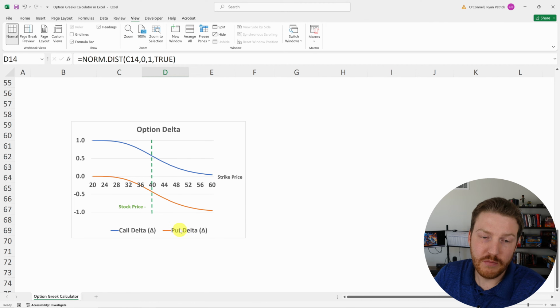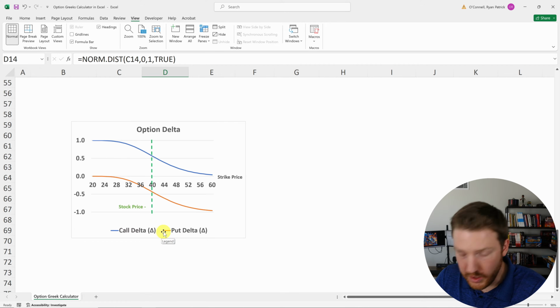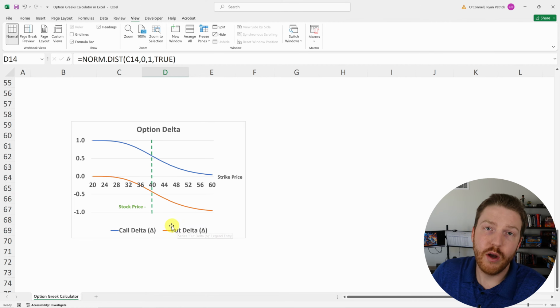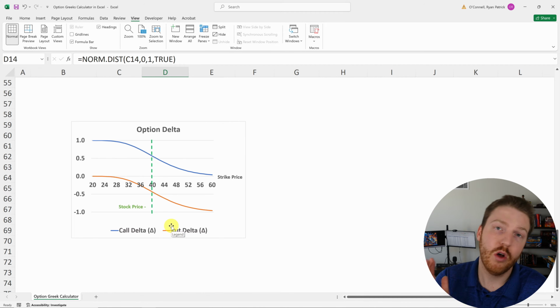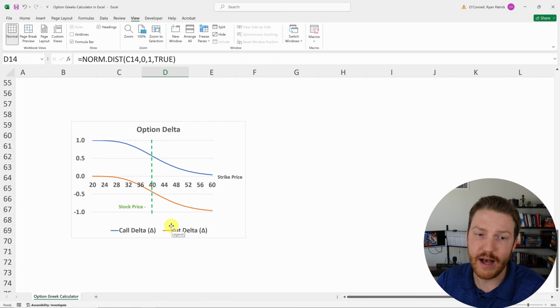Now, the put delta operates the same way. It is just the opposite. So when you think of a put, you gain money when the price of the underlying stock falls, right? Your put should increase in value.